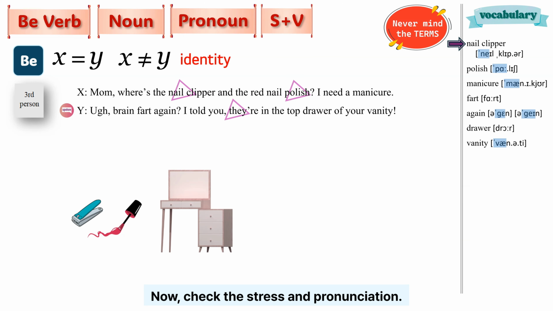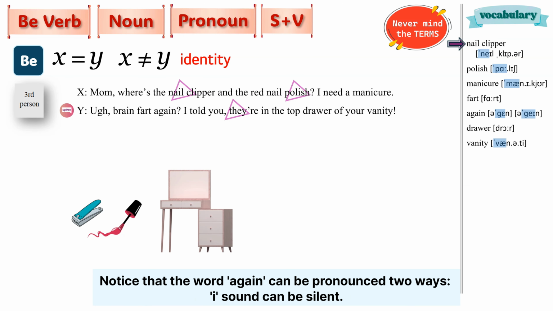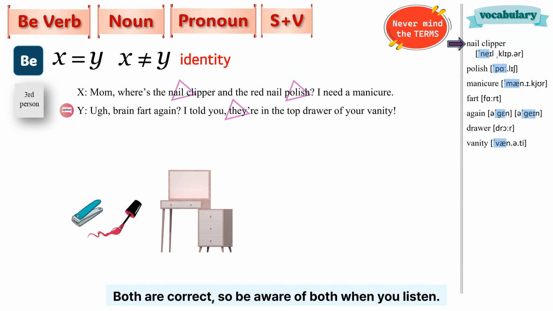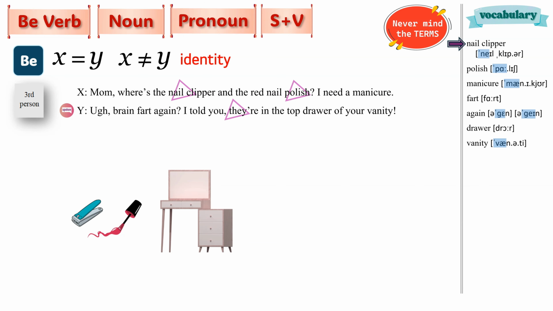Now check the stress and pronunciation. Notice that the word again can be pronounced two ways. The e sound can be silent. Both are correct, so be aware of both when you listen. Mom, where's the nail clipper and the red nail polish? I need a manicure. Brain fart again? I told you, they're in the top drawer of your vanity.